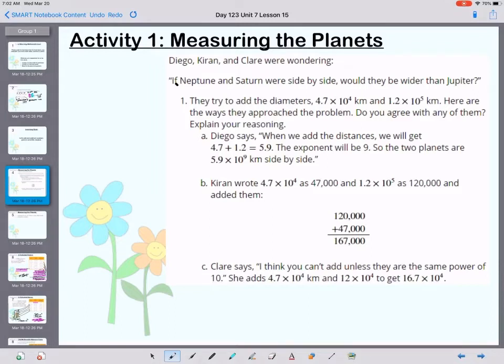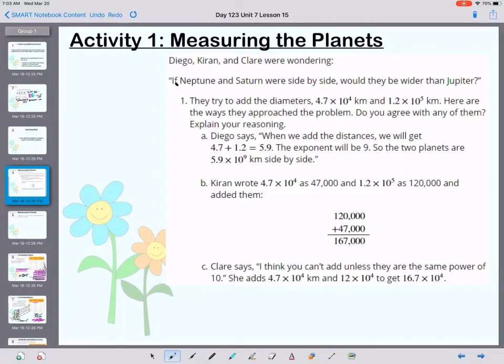The first one is finding out what Neptune and Saturn would be side by side, and then the second part would be comparing it to Jupiter. So number 1 is figuring out what Neptune and Saturn would be side by side, and number 2 is comparing it to Jupiter. But in number 1, Diego, Charon, and Claire have all different ways of doing this.